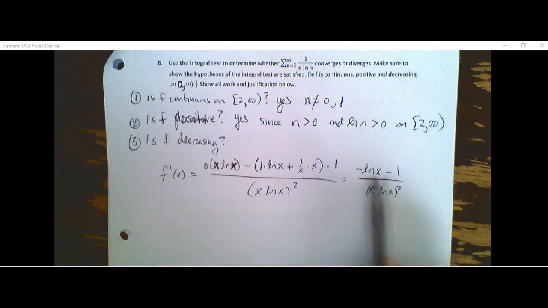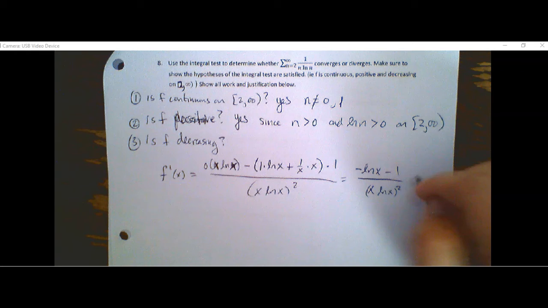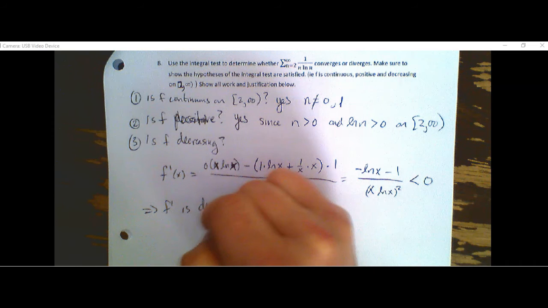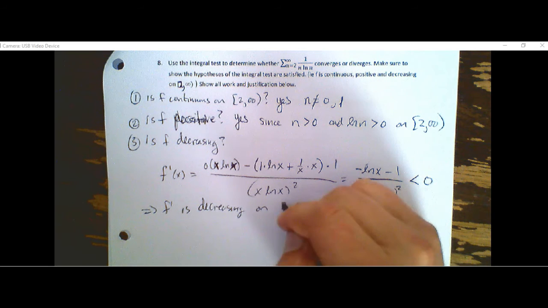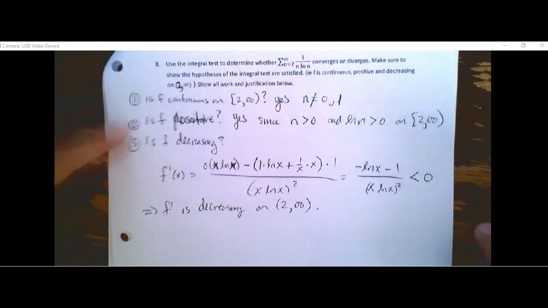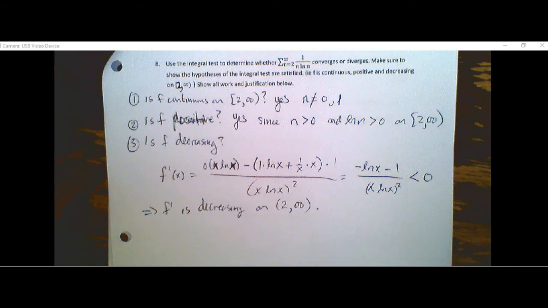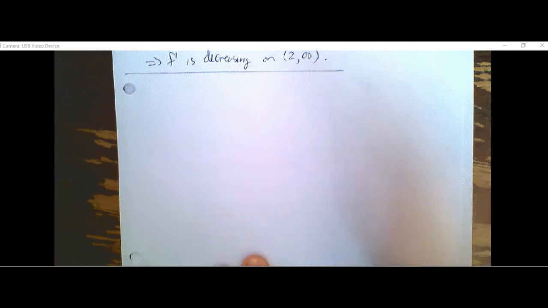If we look on the interval 2 to infinity, the natural log of x is positive, which means the top is always negative, and the bottom, since it's being squared, is always positive. This is less than 0. Therefore, f is decreasing on 2 to infinity. So all three conditions of the integral test are met, which means that we can perform it and go through with our analysis there. All right, so we need to do our improper integral.